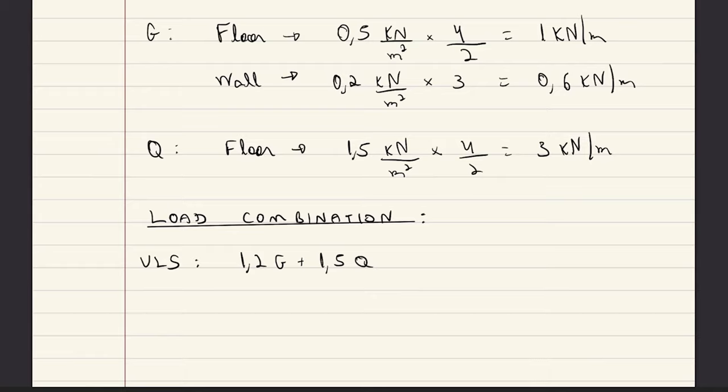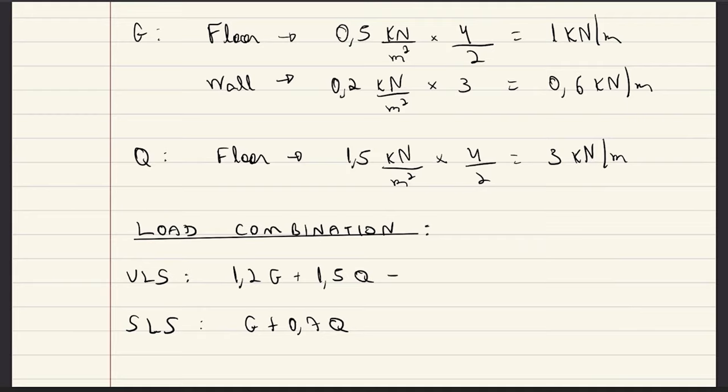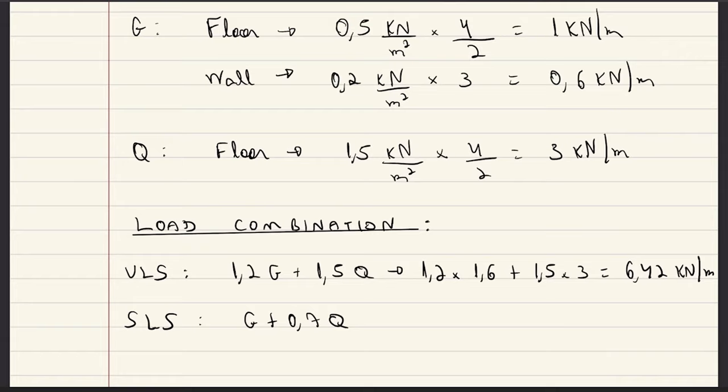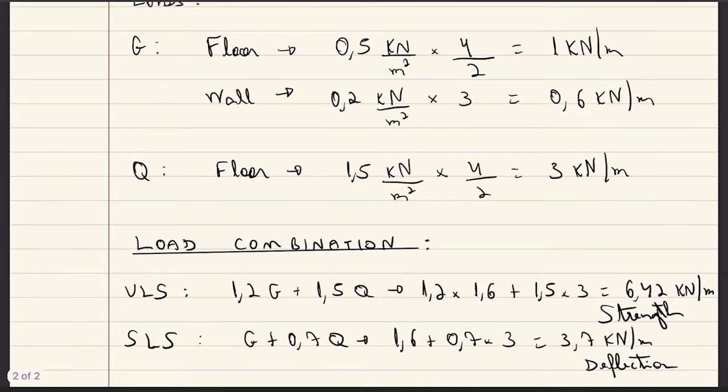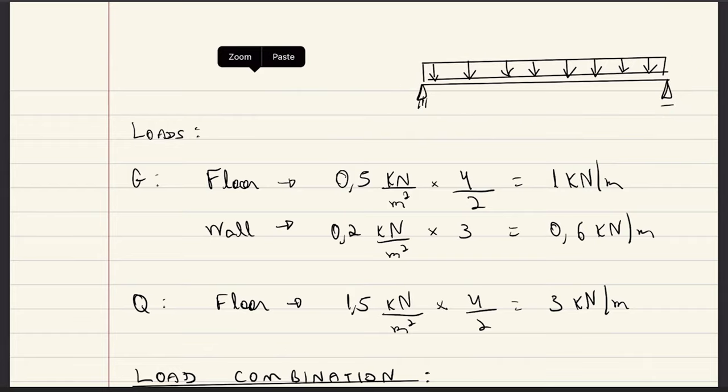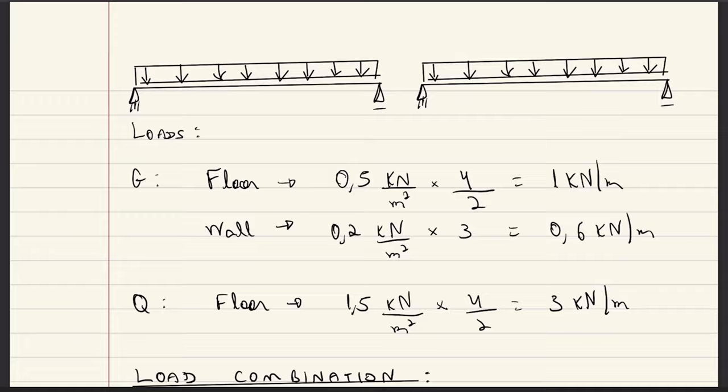In my case, I will use 1.2G plus 1.5Q for the ultimate limit state, and G plus 0.7Q for the serviceability limit state. So ULS is 6.42 kilonewtons per meter, which will be assessed for strength, and SLS is 3.7 kilonewtons per meter, which will be assessed for deflection. Just emphasizing this, you will have to use one load combination to work out the bending moment capacity and the other to work out the maximum deflection of the beam.